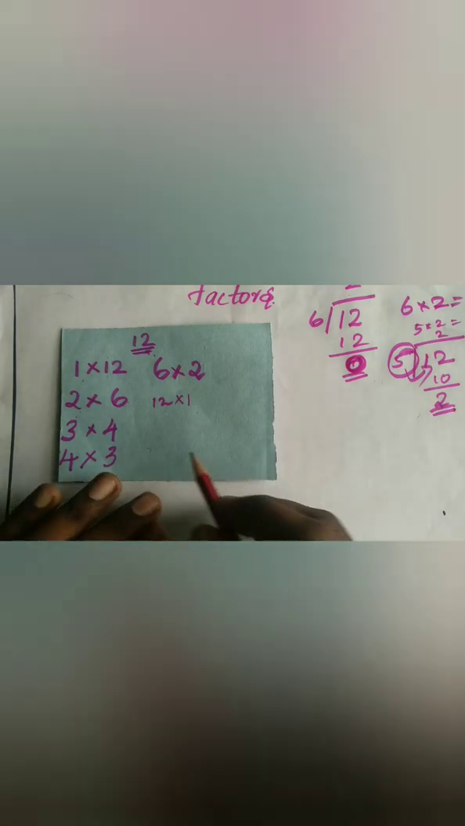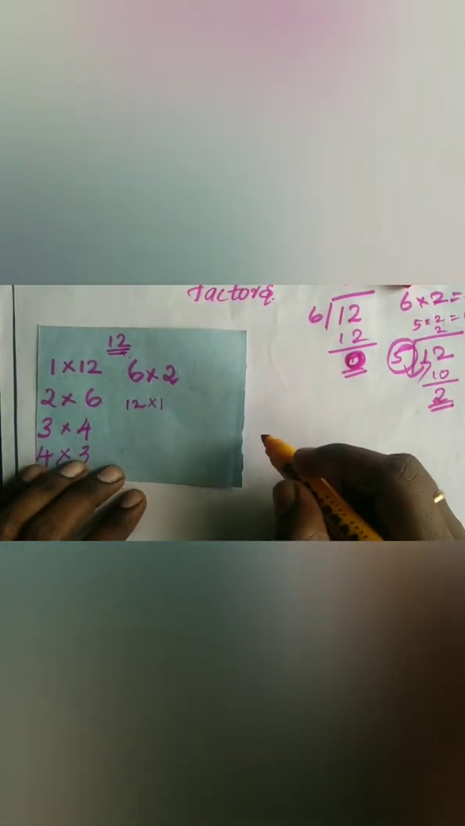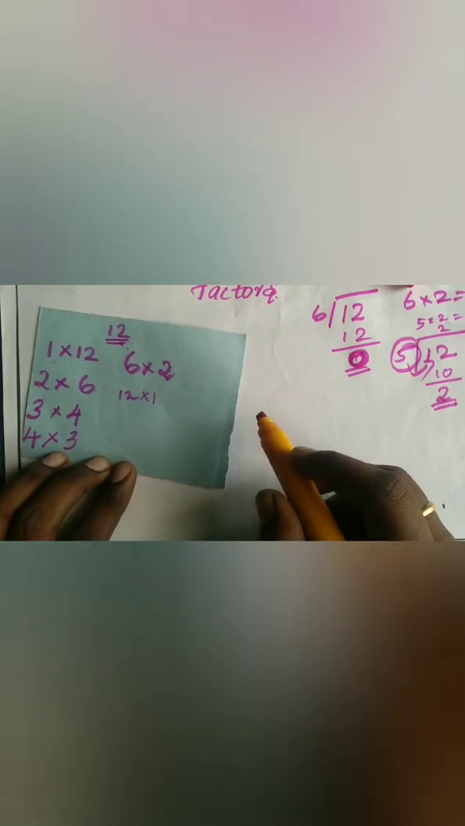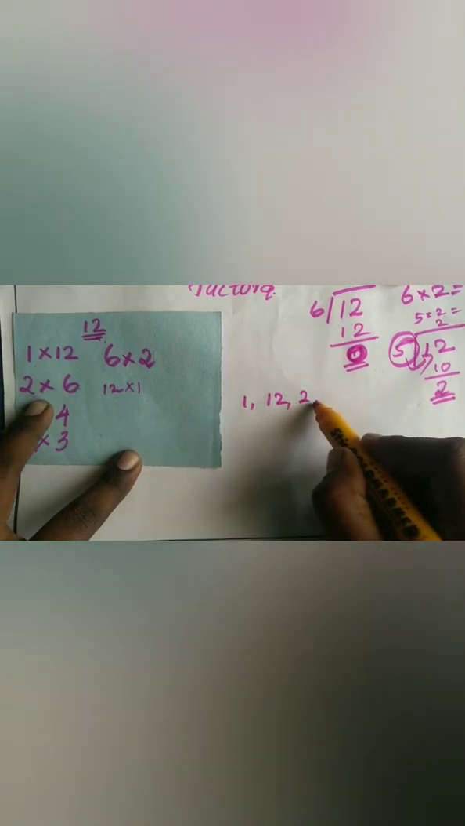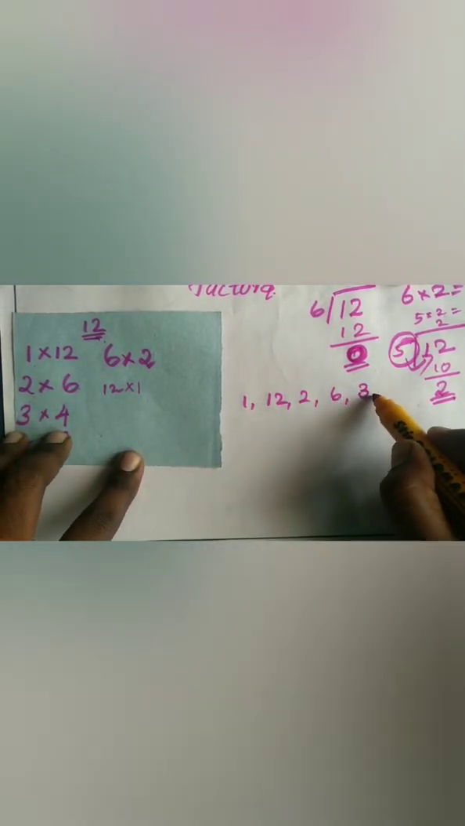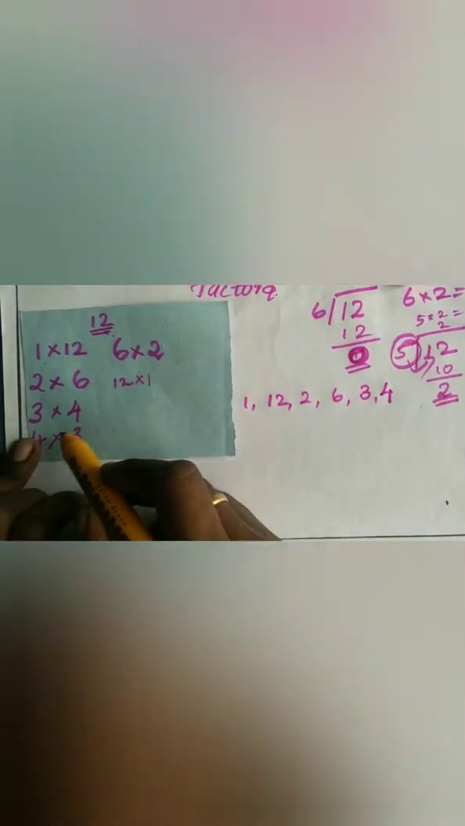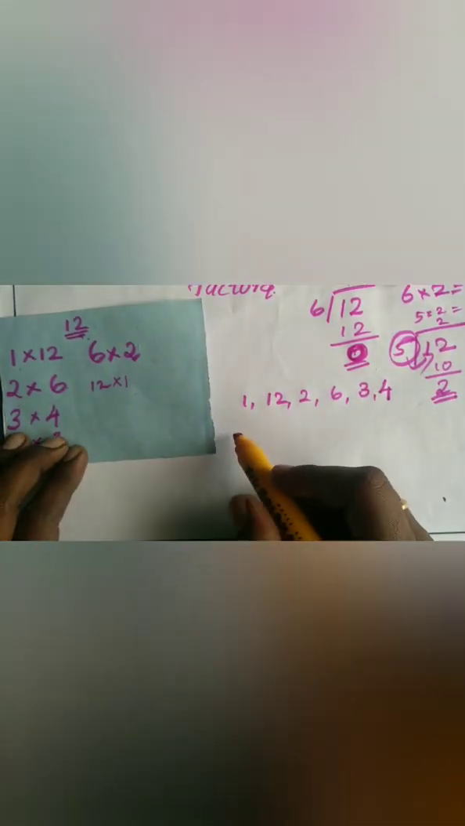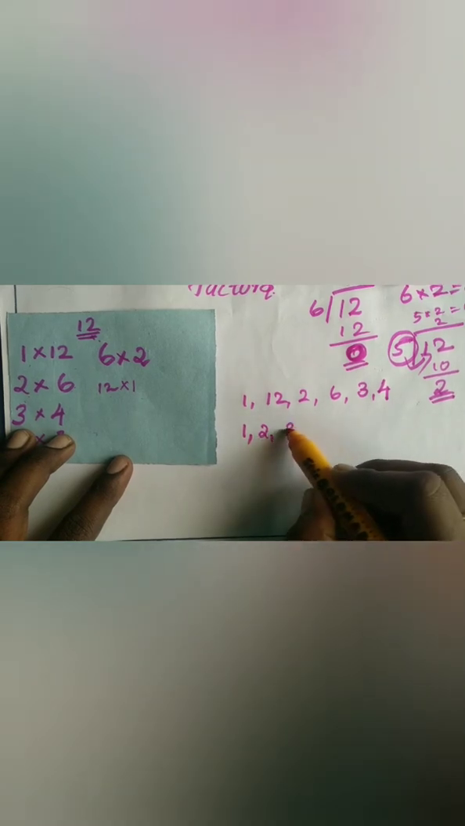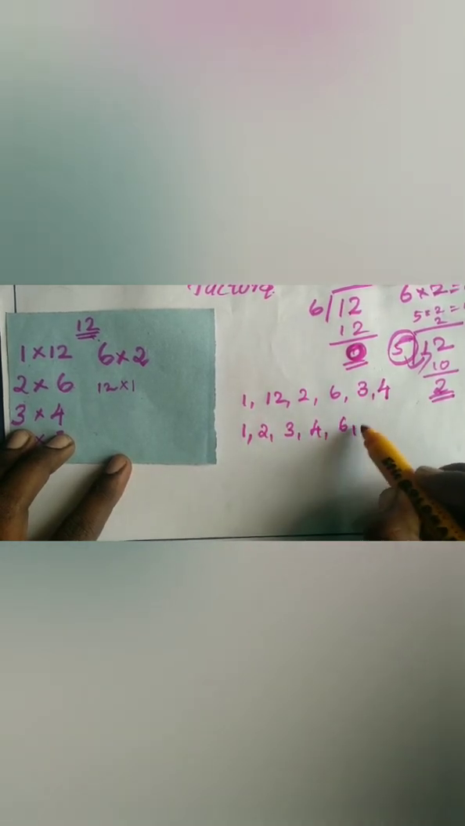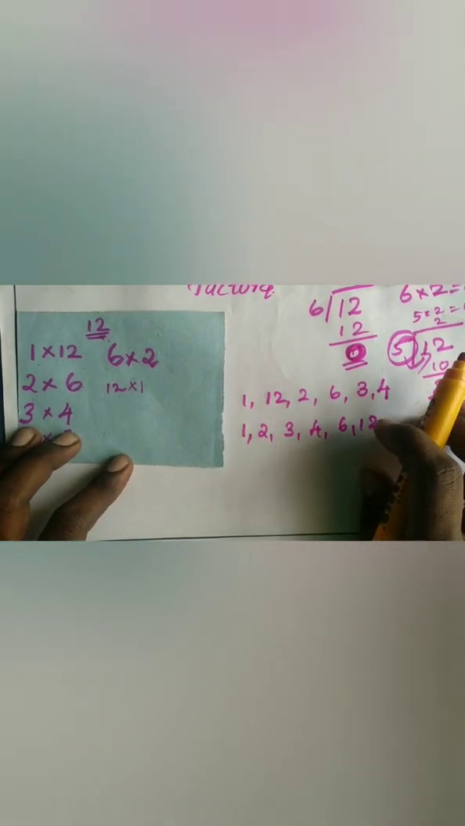So how to write the answer? What are the factors of 12? From this activity, the factors of 12 are 1, 12, 2, 6. You also write along with me. 3, 4: 3 and 4 are repeating, no need to write again, so leave it. Now arrange them in ascending order: 1, 2, 3, 4, 6 and 12 are the factors of 12. Okay guys, are you clear?